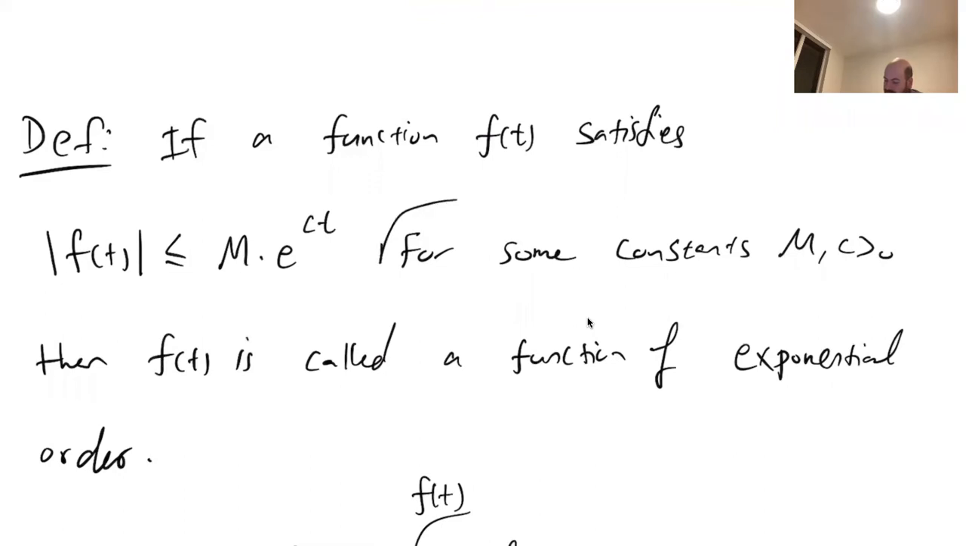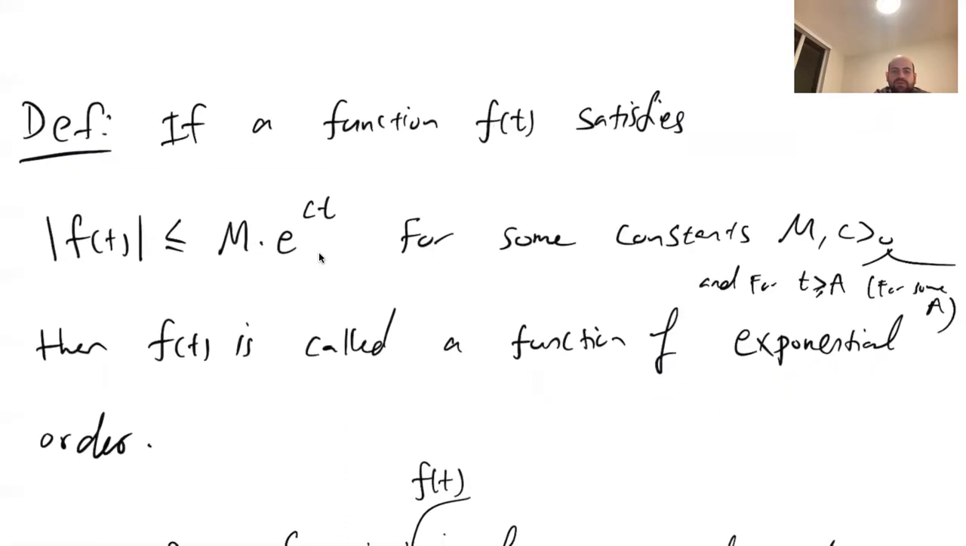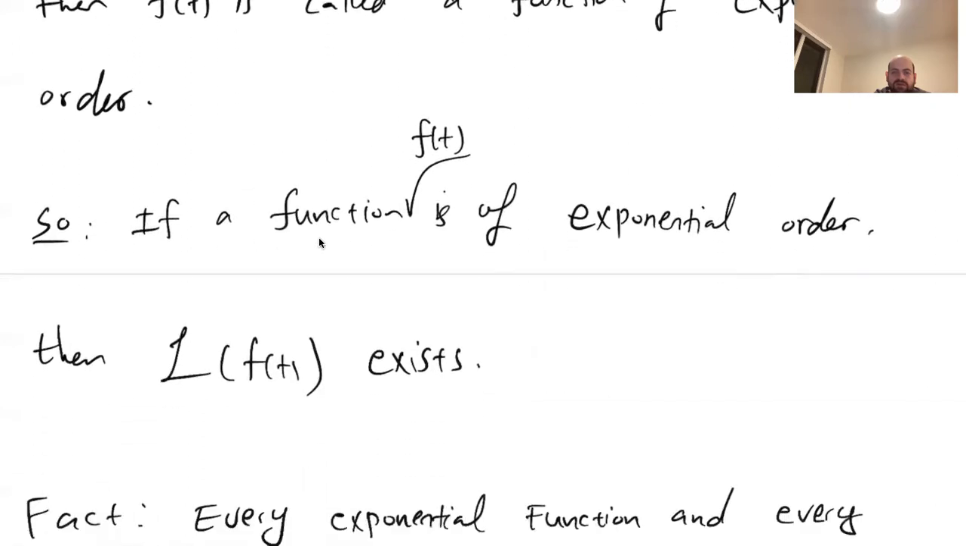For some constants m and c bigger than 0, and for t bigger than a, for some a: if for large enough t, the absolute value of f of t is less than m e to the power ct, for some constants m and c, then we call the function of exponential order.